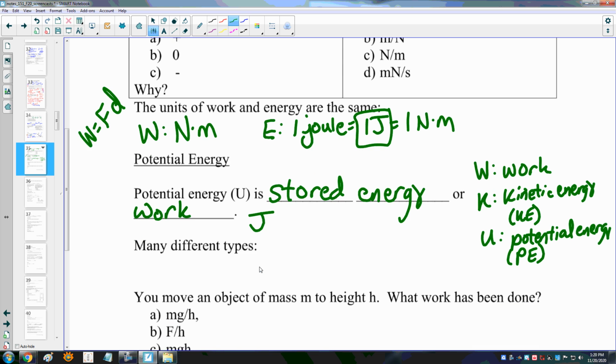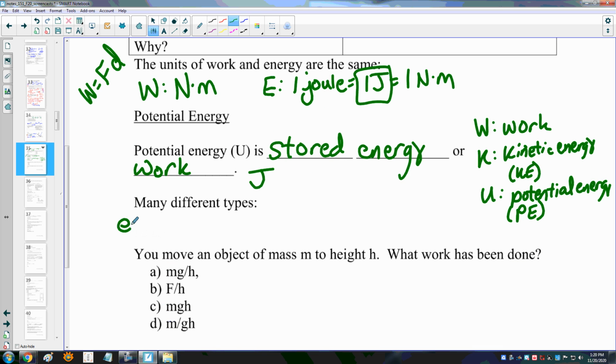And there are many different types of potential energy. You can have elastic potential energy. Like if I have a rubber band, I'm going to pop somebody with it. If I extend the length of the rubber band, stretch it out, it has the potential for motion. If I let it go, it's going to move. I can have gravitational energy.